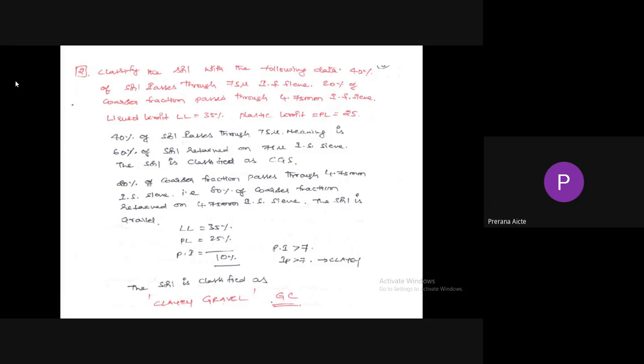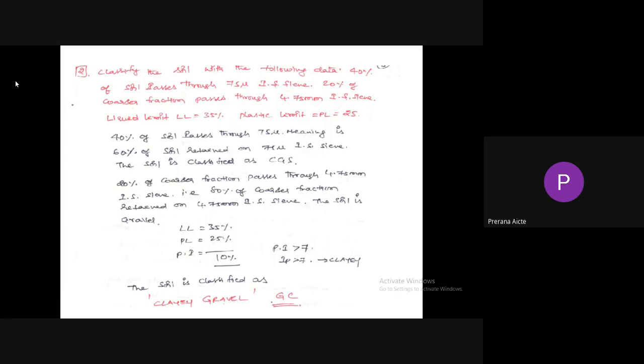20% of coarser fraction passes through 4.75 mm IS sieve. 20% of coarser fraction passes through means 80% is retained on 4.75 mm IS sieve. So more than 50% is retained on 4.75 mm IS sieve. Hence it is called gravel. Okay. Next, the gravel consists of some fines.